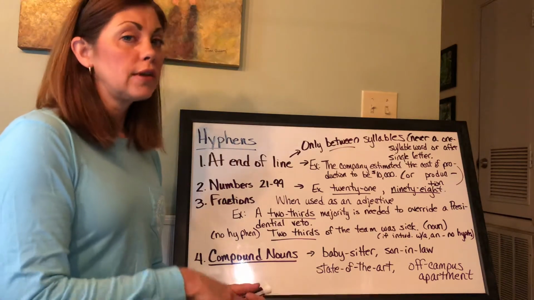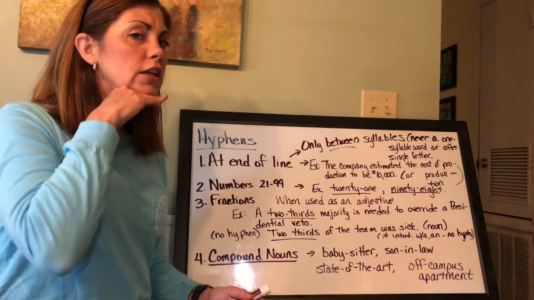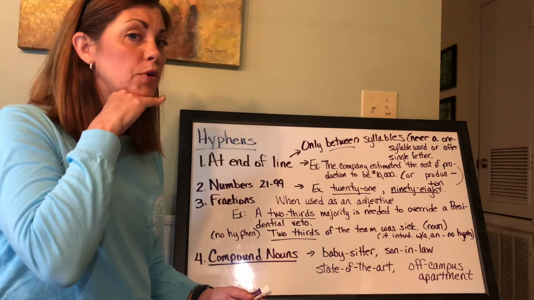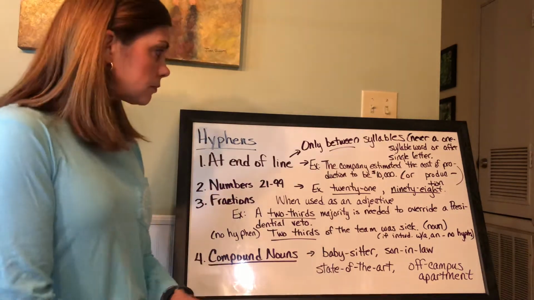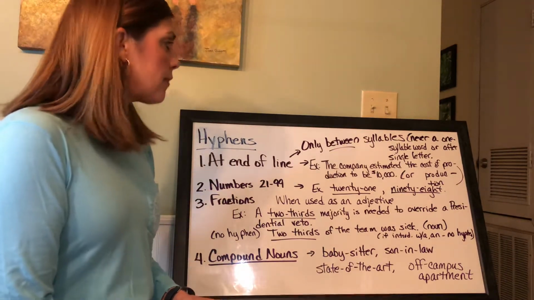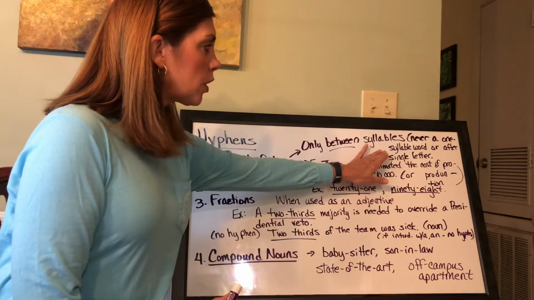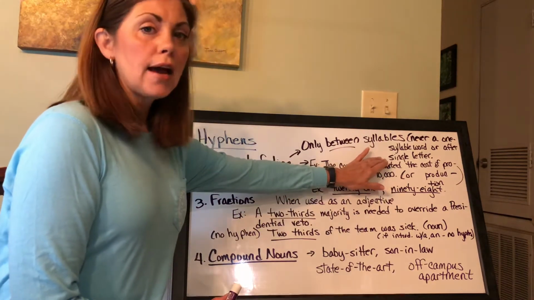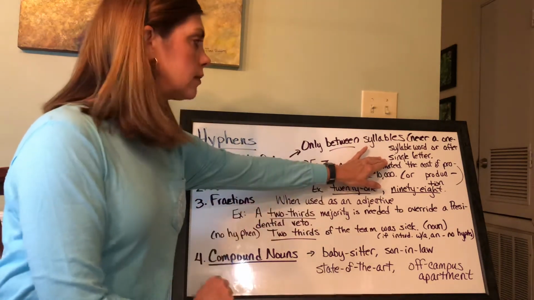But remember the old thing that you used to do when you were little? I think you put your hand under your chin and you sounded out the word, and every time your jaw moved, that was a new syllable. That's kind of a rule of thumb. So you always use a hyphen between syllables. You never hyphenate a one-syllable word, and you never hyphenate after just one letter. So if that's the case, you just need to continue on.